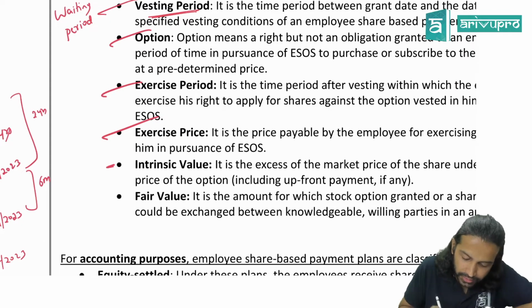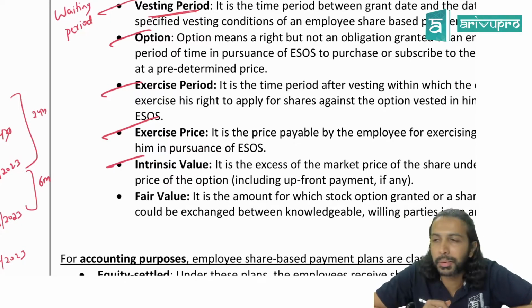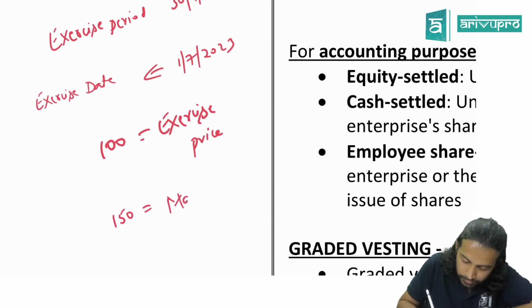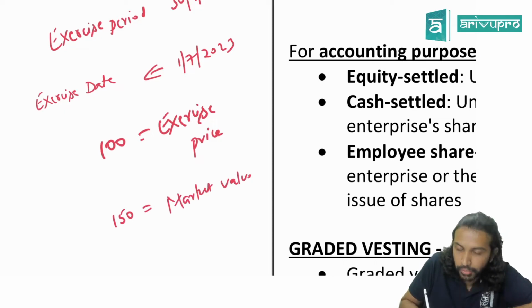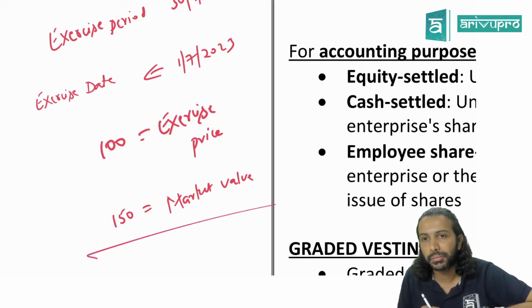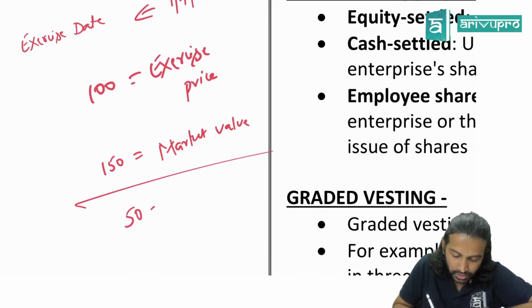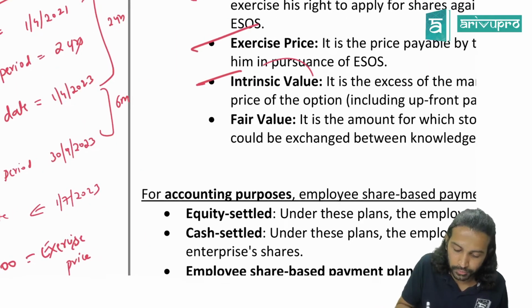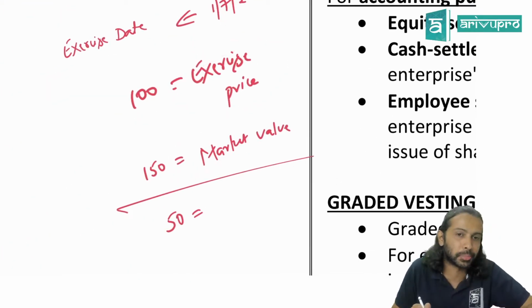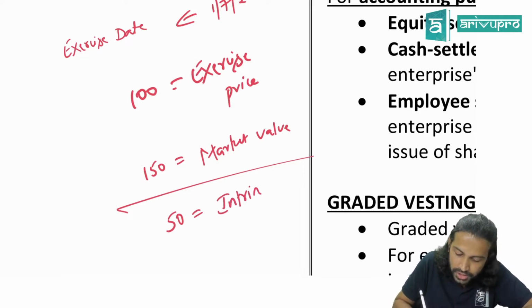Okay. Next is intrinsic value. Intrinsic value is nothing but, sir, what is the market value of the Tata share I told? I'll make it 150 for simplicity. Market value, how much have I assumed? 150. At what price are the employees paying and buying the shares? 100. That means, are they getting any discount? How much discount? 50 rupees. That we call the intrinsic value of the shares. The difference between the market value and the exercise price is what we call the intrinsic value.